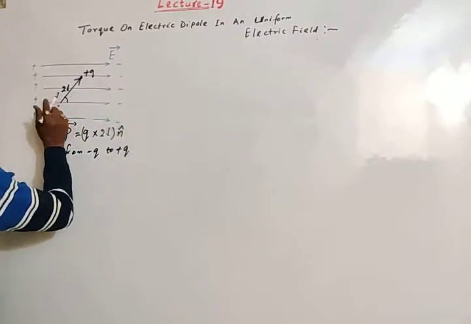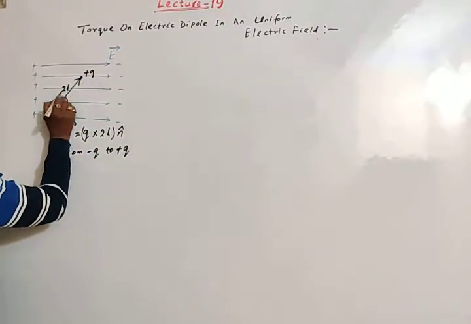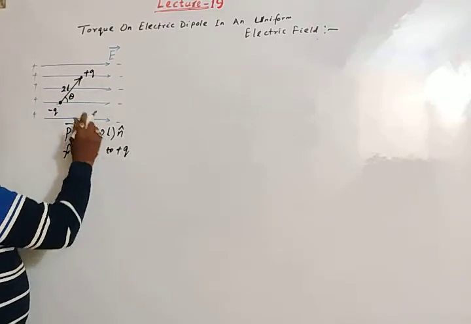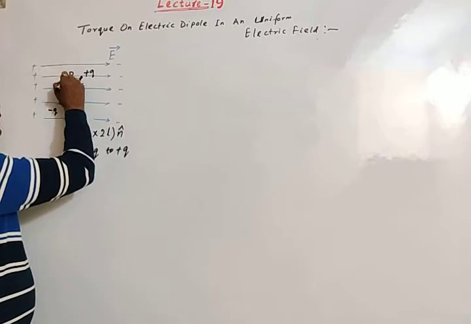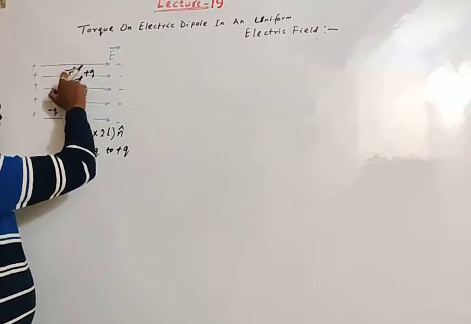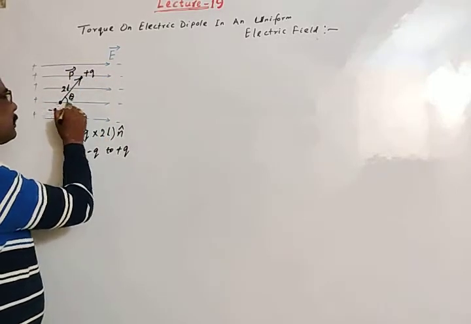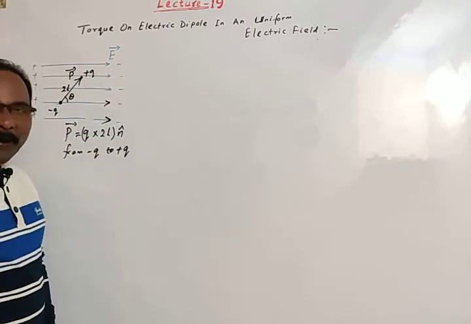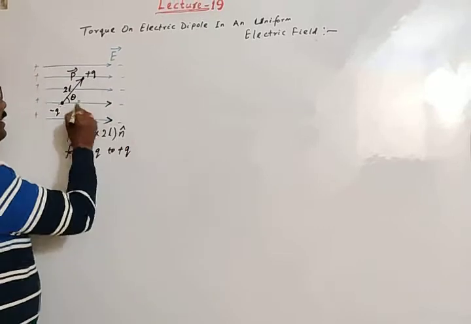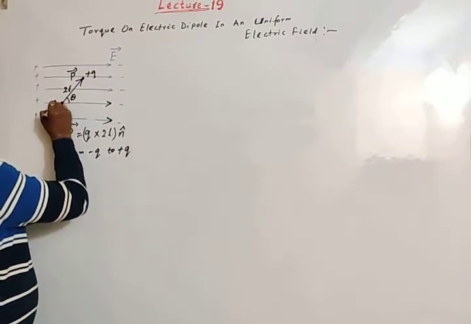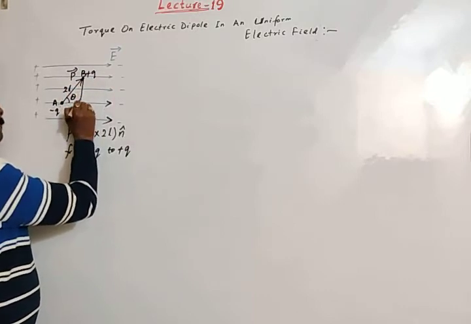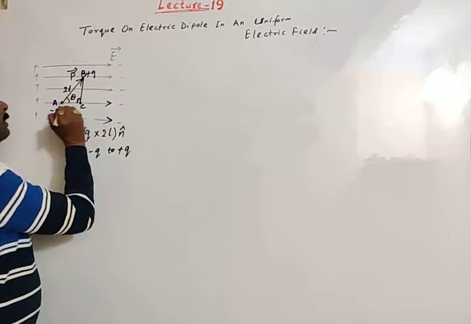This is minus q, this is plus q, let this angle be theta. This electric dipole moment P, directed from minus q to plus q, makes an angle theta with the direction of the uniform electric field. Let this point be A, this point be B, draw a perpendicular, let this point be C.